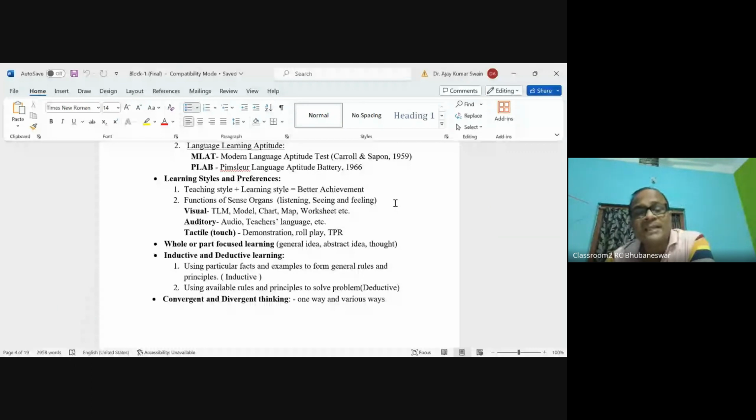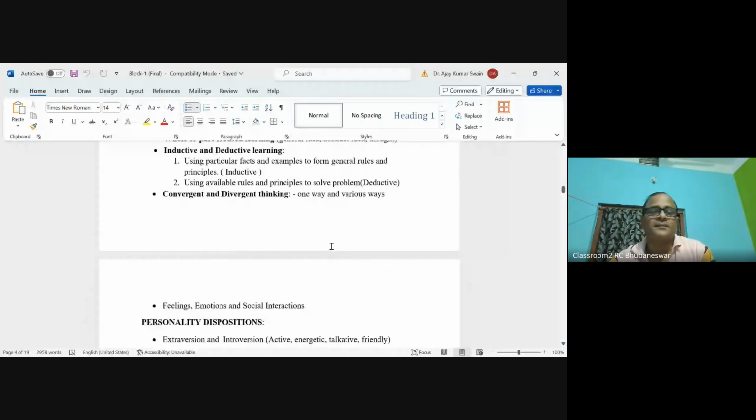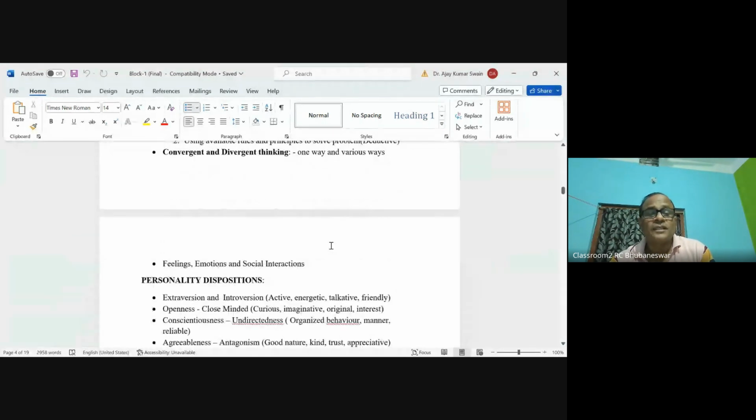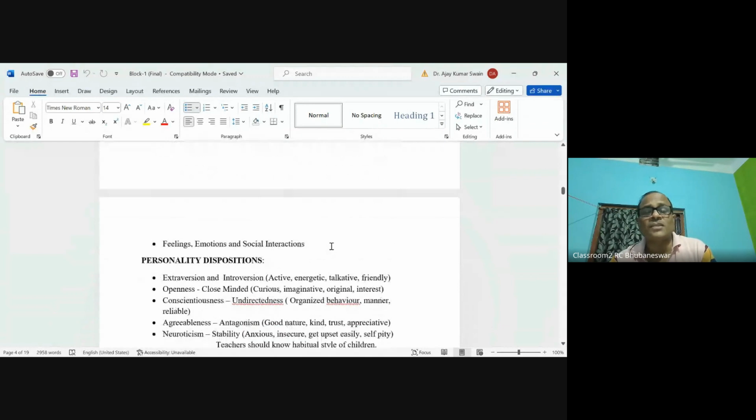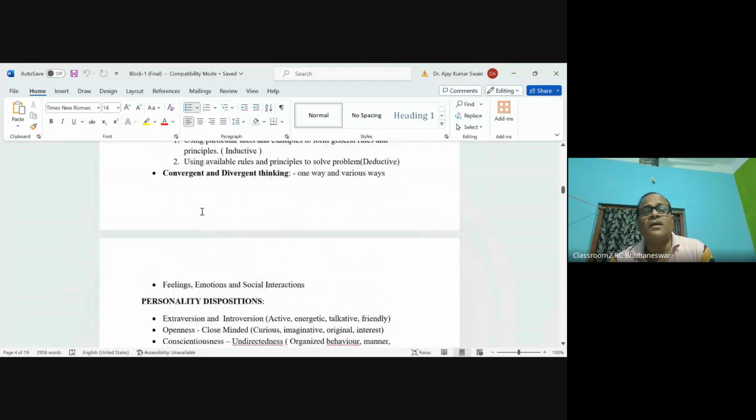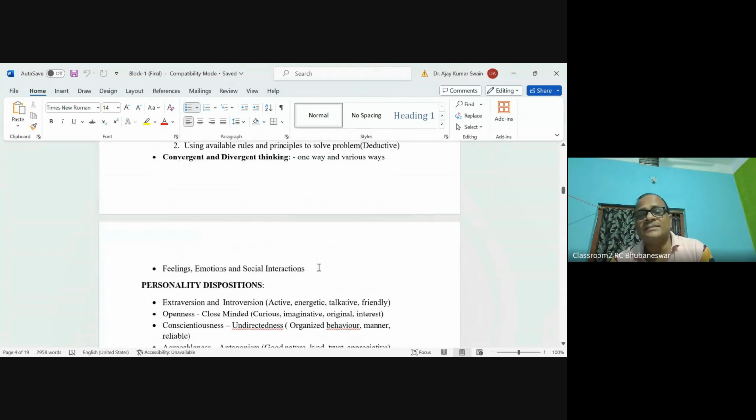Then convergent thinking and divergent thinking. Convergent means one way thinking, divergent means various ways. In different ways we have to think, that is divergent thinking. So the child should be given focus on that. Feelings, emotions, social interactions, these are the other characteristics for learning of the children.